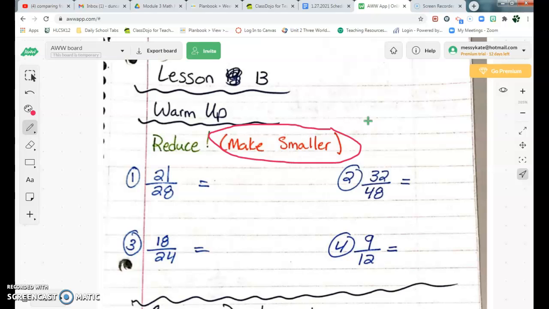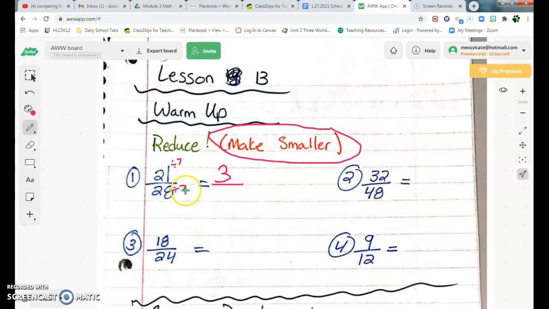All right, so hopefully you went through and you reduced these fractions as small as you could. Looking at the first fraction, 21/28. The first question I need to ask myself is, what number can go into 21 that can also go into 28? I know that the number 7 can go into 21 and 7 can also go into 28. If I were to take this 21 and divide it by 7, I know 7 can go into 21 3 times.